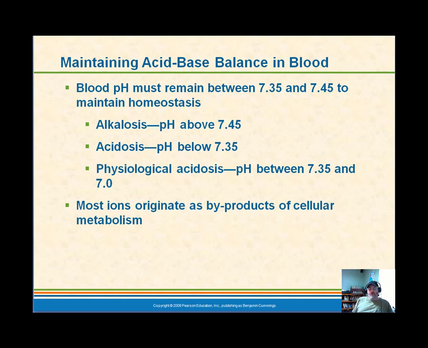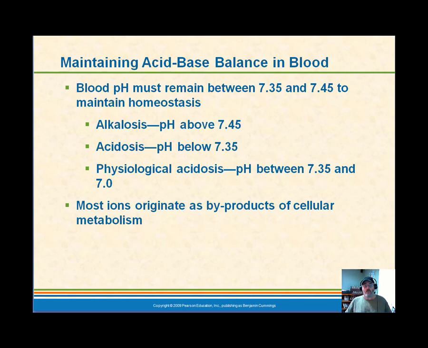So physiologically, acidosis is a pH between 7.35 and 7.0, although if we're talking about just pure pH level, that is still alkalotic. Anything above 7.0 would be considered alkaline, but below 7.35 is acidotic relative to what our body should be. Hope that makes sense.